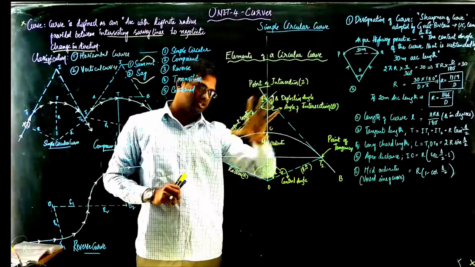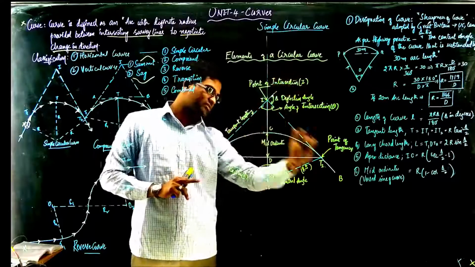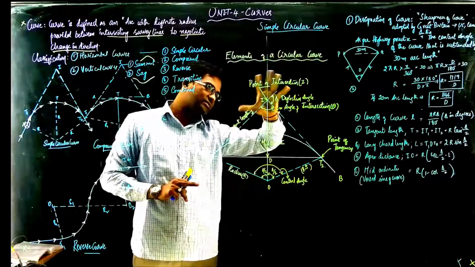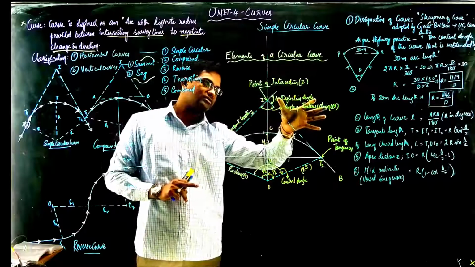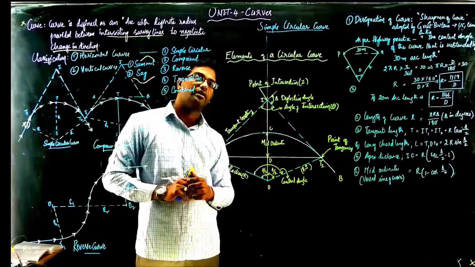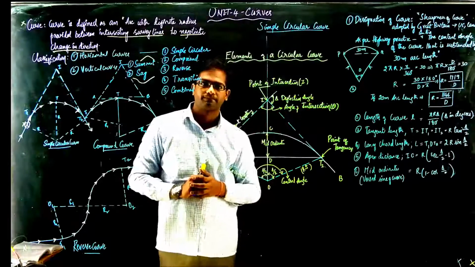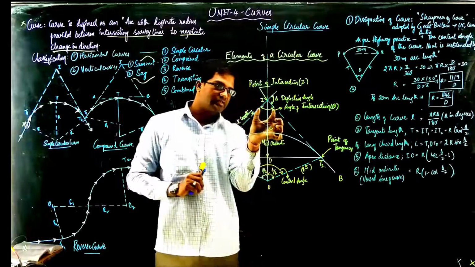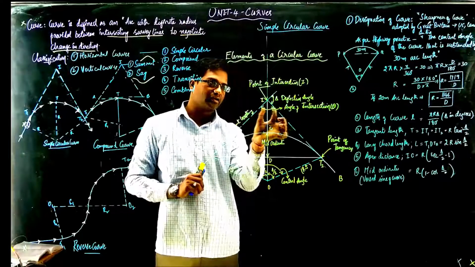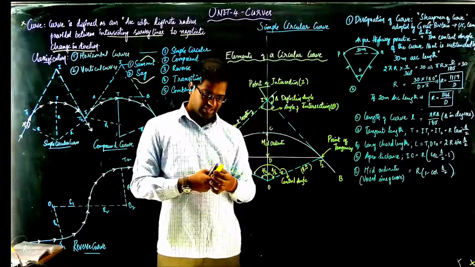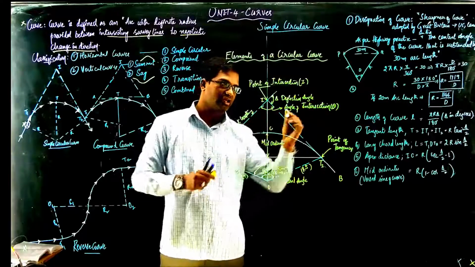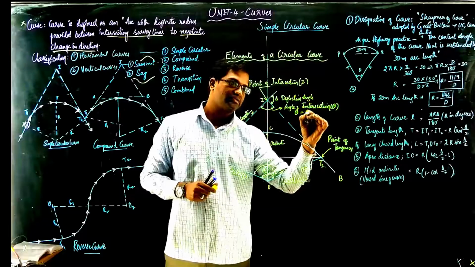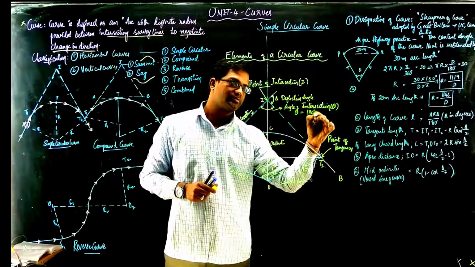This is one line and this is another line. This line is deflected, and that is termed the deflection angle delta. And then there is an angle here. This angle is termed the angle of intersection. Theta can be calculated as 180 degrees minus delta.